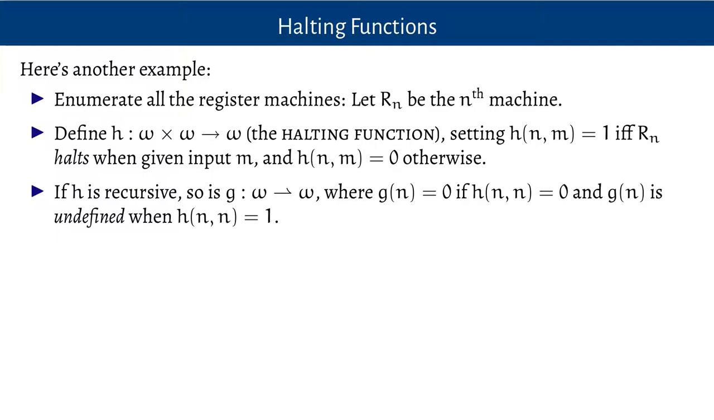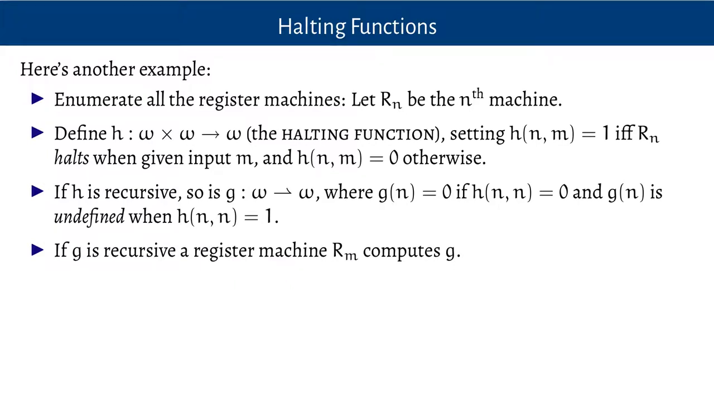And so you could imagine if you had a register machine that calculates h, it would be very easy to have a register machine that calculates g. You just take the first register and duplicate whatever's in it into the second register, and then run the machine for h. Check the output. If it's 0, you terminate. And if the output isn't 0, you just get stuck in a loop. And that will calculate g for you. So if h is recursive, so is g. But if g is recursive, then a register machine must compute it. And because we've listed all of the register machines, it must be somewhere on the list.